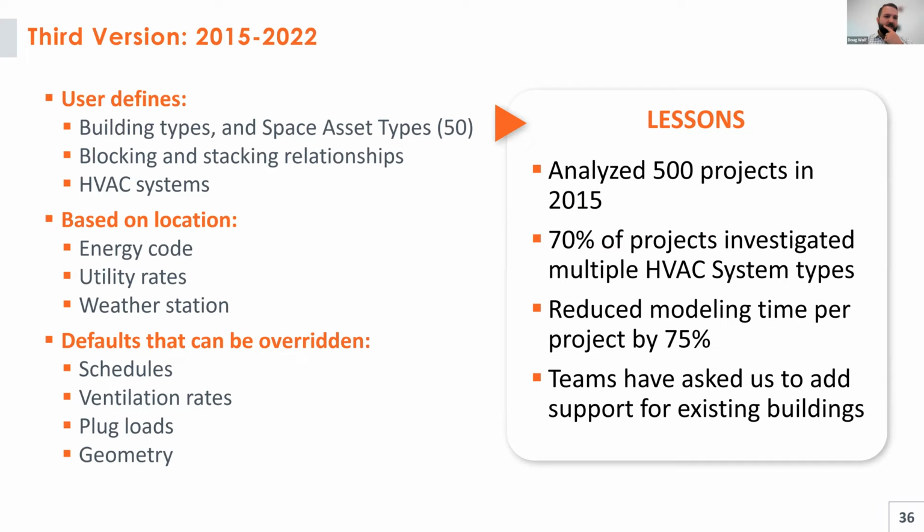Instead of thinking of things in terms of a building type, we think of the key functional areas within a building. We call them space asset types. These have been very successful in allowing us to build a model of almost any building that's out there, especially in the commercial space. You can block and stack these areas, assign HVAC systems to serve them. We've got a library of energy codes, libraries of utility rates, thousands of weather files across the country, and more flexibility to fine tune what's going on within that building.